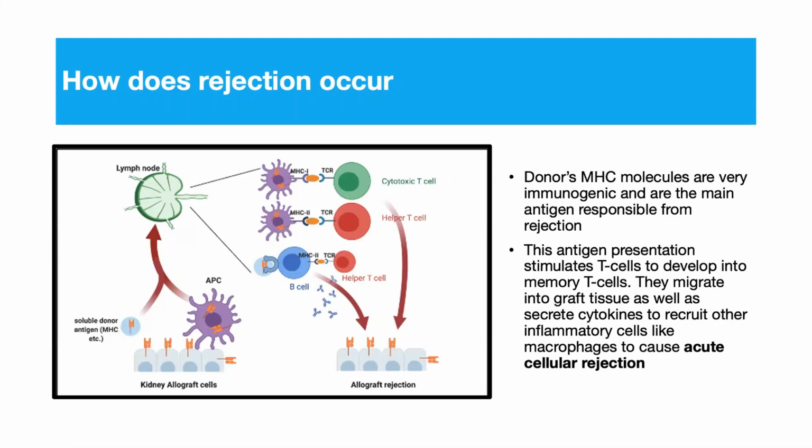If you see, this is the direct pathway, as you can see, the APCs are present on the lymph node, they directly stimulate the T cells and helper cells. And helper cells are involved in B cell formation, which I alluded to earlier. So this is how rejection occurs, okay, either directly or indirectly.